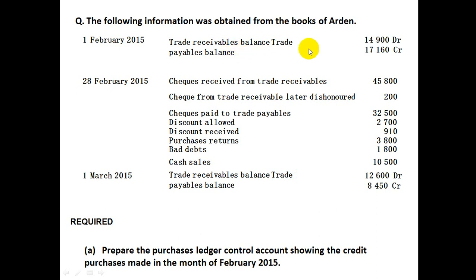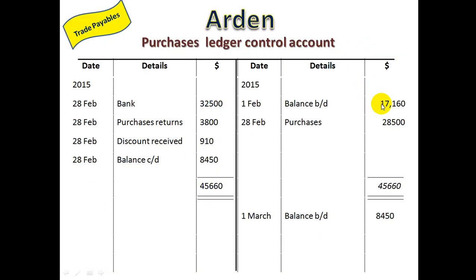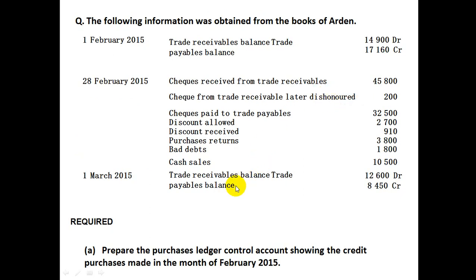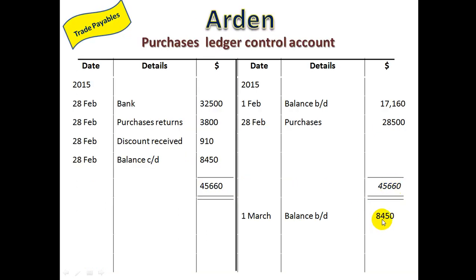We know that the trade payables credit balance is 17160, which we had written as our opening balance, and we know that the trade payable ending balance is 8450, which is again the credit balance. So we had mentioned both the balances here. Now we know when the ending balance is to be written as balance c/d, it will come here. This amount and all these amounts are giving us the totaling expressions.